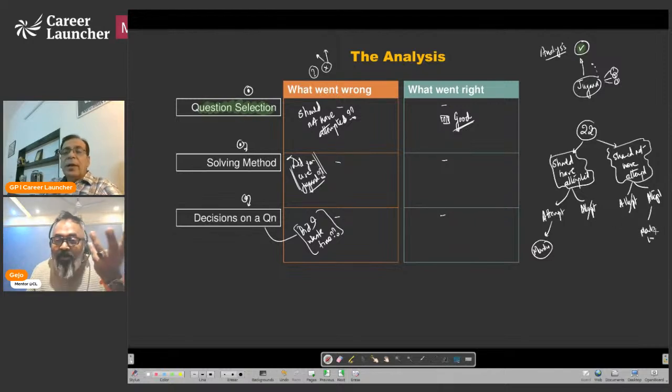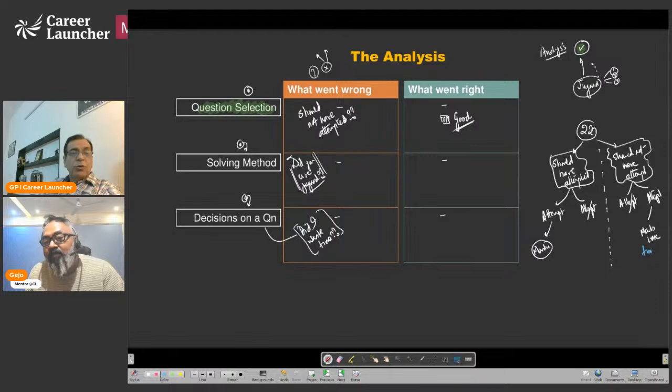Okay. And these on the right hand side, you should not have attempted. You need to check how much time you wasted here. Because even if you have attempted 3 or 4 such questions which you should not have attempted, my guess is in each of those questions you would have spent 4 to 5 minutes. So 15 to 20 minutes gone.